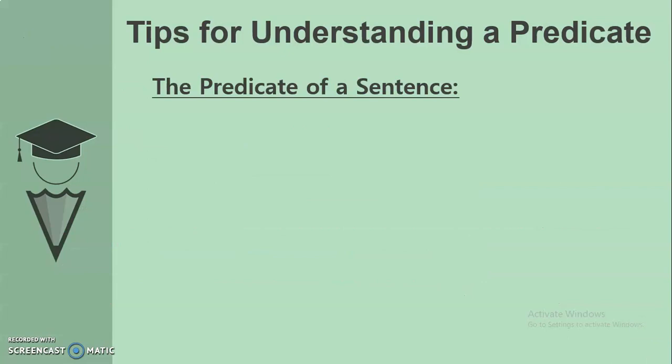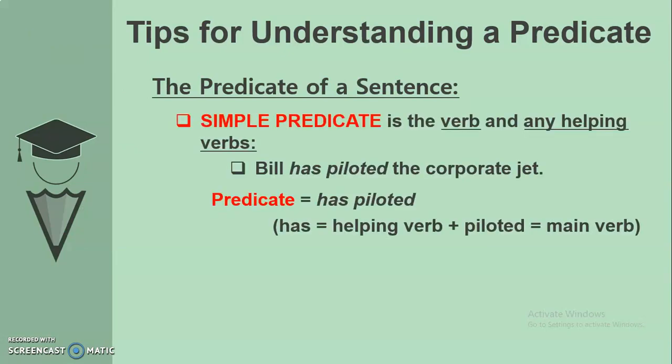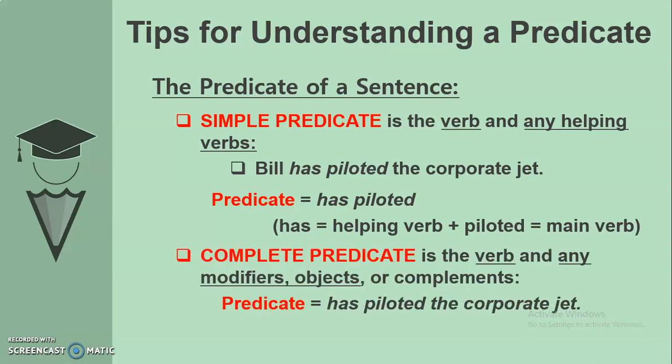Tips for understanding a predicate. Here we can see 3 types of predicate. First, simple predicate. It is the verb and any helping verbs. As you can see from the example, Bill has piloted the corporate jet. The simple predicate here is has piloted. As you can see, has is a helping verb, piloted is the main verb. So Bill has piloted is a sentence with a simple predicate.